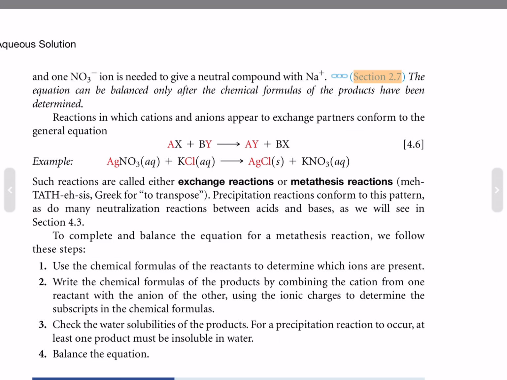and one nitrate ion is needed to give a neutral compound with sodium. The equation can be balanced only after the chemical formulas of the products have been determined.